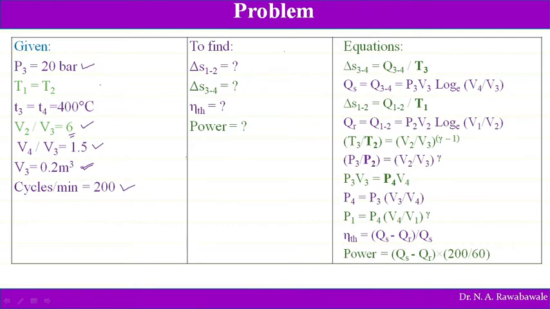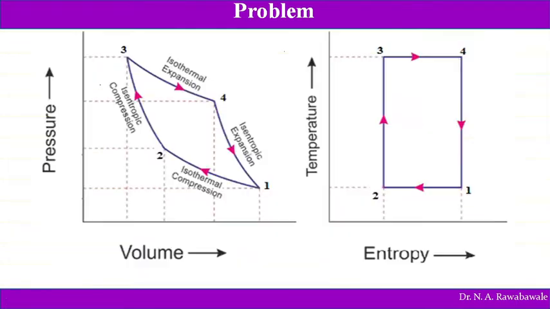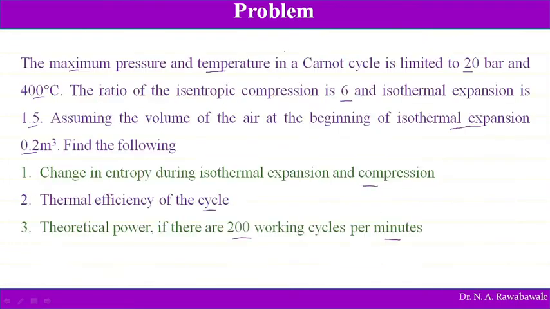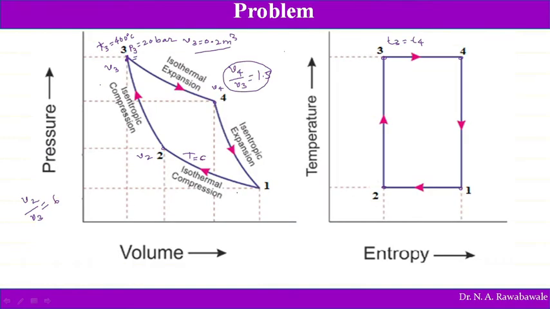Then he is asking us to find the change in entropy during process 1 to 2, that is, the entropy change during isothermal expansion and compression. Process 1 to 2 is an isothermal compression process where heat is rejected, QR. And during process 3 to 4, it is isothermal expansion, where heat is supplied to the system, QS.